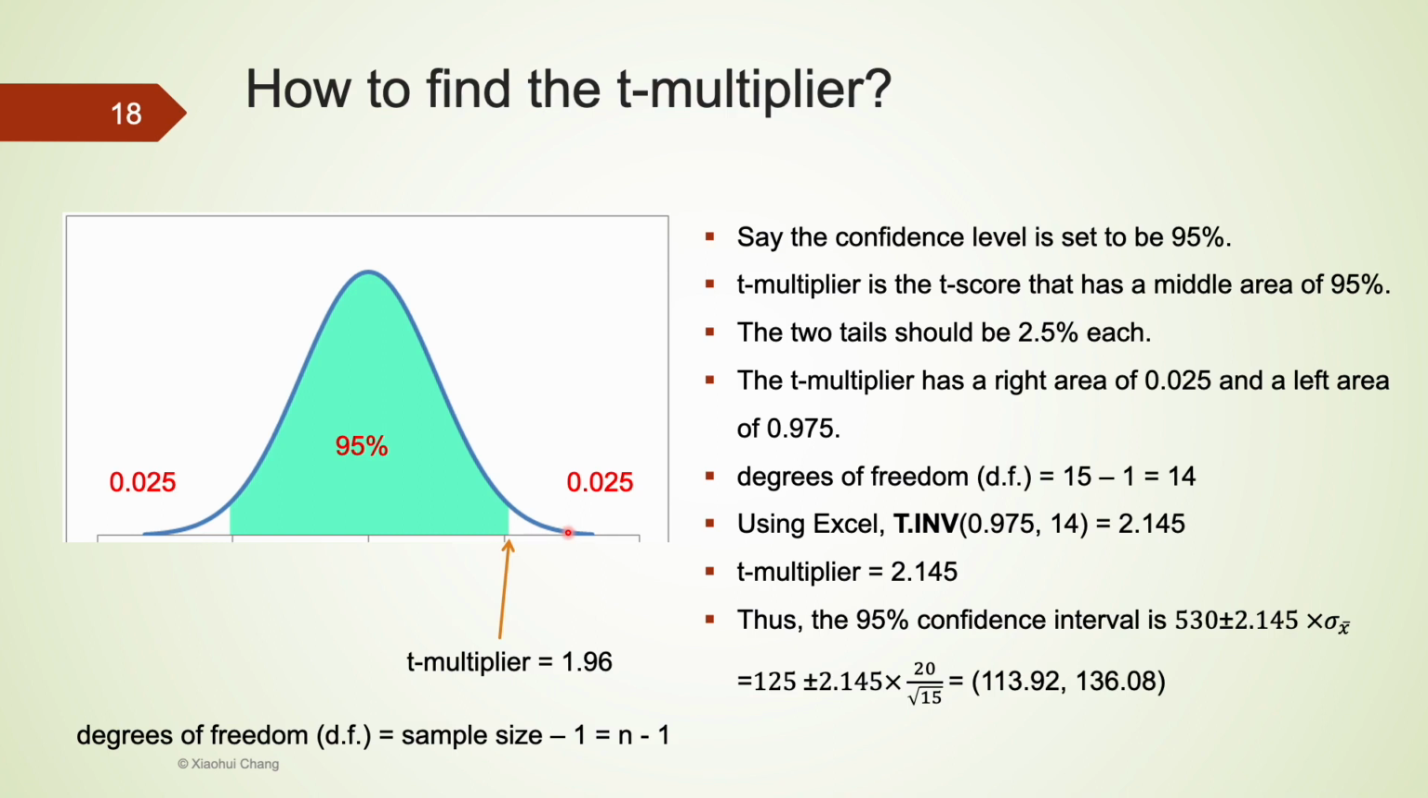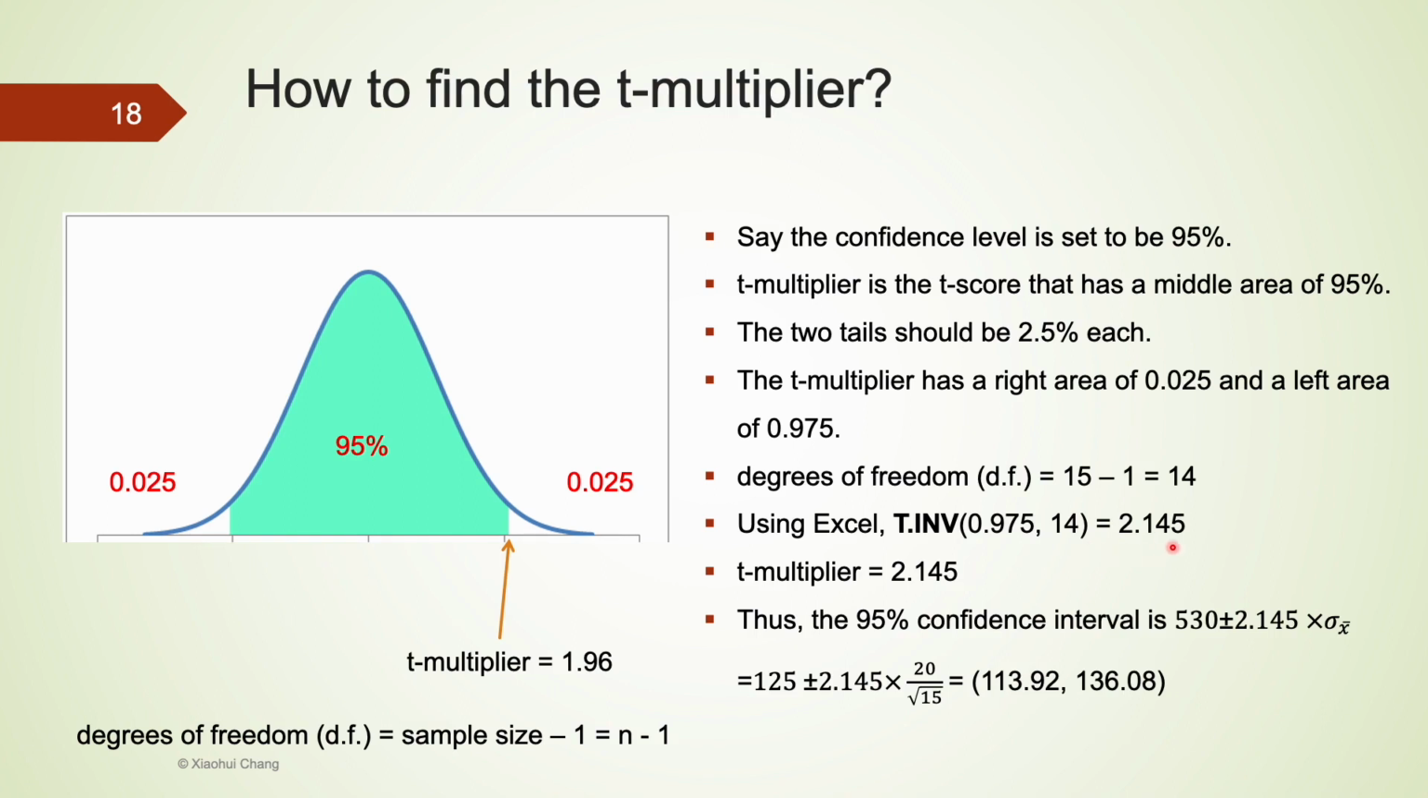The area to the left of the t-multiplier here should be 1 minus 0.025, that's 0.975, so we put it here. The second argument, and also the last argument, is the degrees of freedom, that's sample size minus 1. It is 15 minus 1 in our example, so that's 14 here. After we input all of these arguments into Excel, we obtain a t-multiplier of 2.145 from Excel.